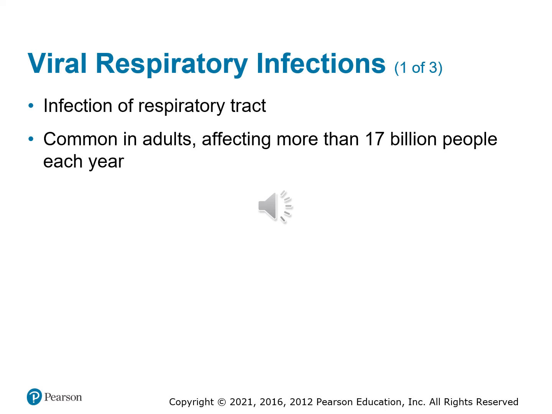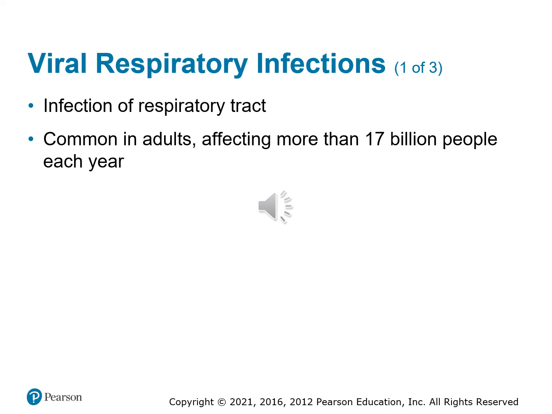Viral respiratory infections. Viral respiratory infections are everywhere, and right now we're dealing with coronavirus and all of its different mutations. Upper respiratory infections are very common. They affect more than 17 billion people every year. Some people get very, very ill and can even die from these upper respiratory infections, as we've seen with COVID. Other people are barely symptomatic, if at all, and we've seen that as well.